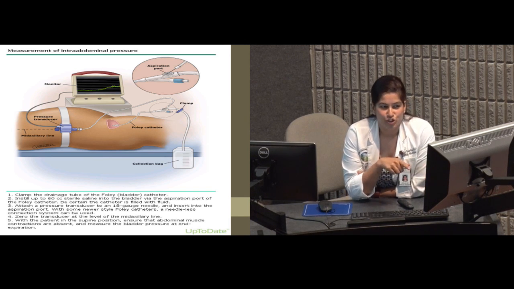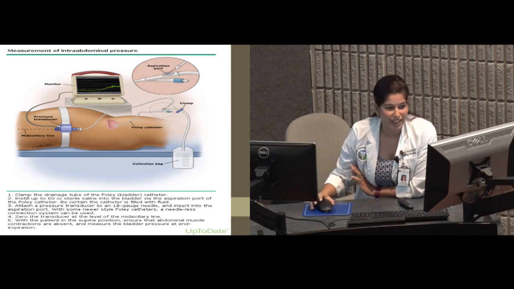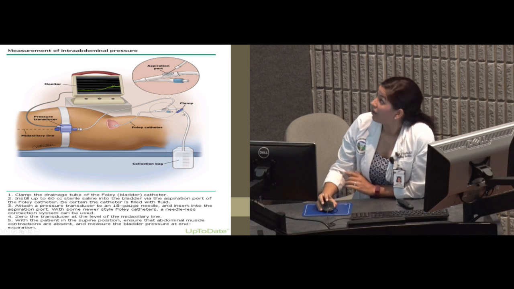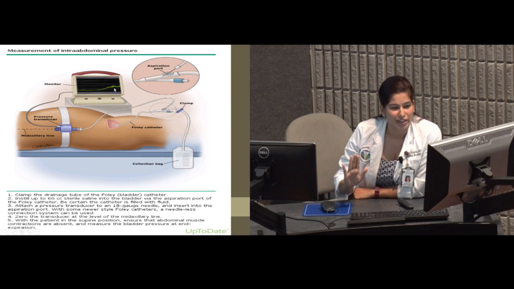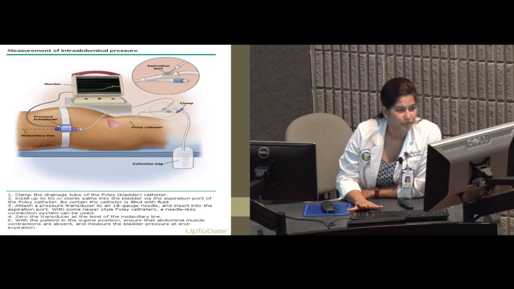So this is the way they check the intravesical pressure. The Foley is actually clamped here. So they clamp it. And then in this port, they are going to put 60 cc of fluid in the bladder, and they are going to connect the needle of the transducer to check the pressure. So this is how they normally check it. We need not worry about it, but I just wanted to show you.